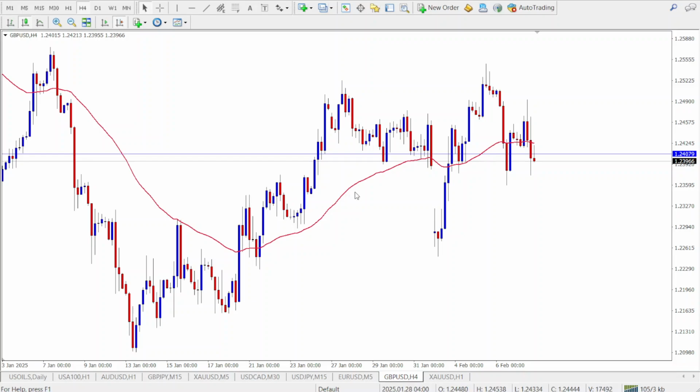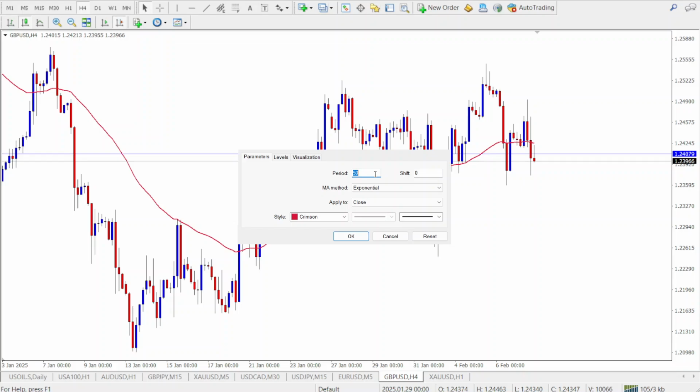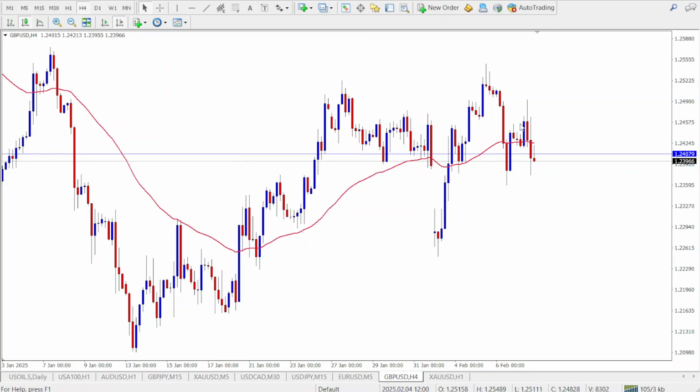Before we dive into the strategy, let's first understand what a moving average is and why it is important. A moving average is a technical indicator that calculates the average closing price of an asset over a specific number of periods. That number of periods is the value that we have inside this box. This helps smooth out price fluctuations and gives traders a clearer picture of the market trend.